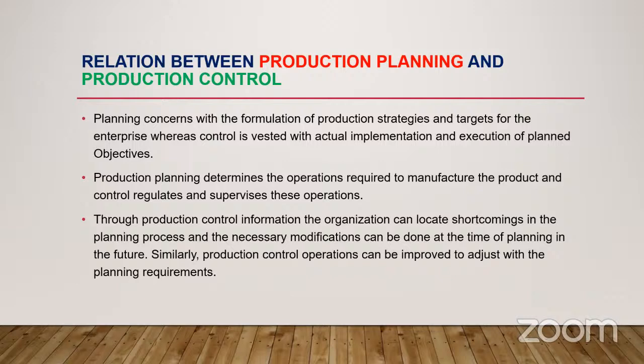Here, production planning determines the operations required to manufacture the product, and the control regulates and supervises those operations. So production planning tells us the operations required to manufacture the product, and the controls regulate and supervise these operations. Because let's say you know the term maintenance management.